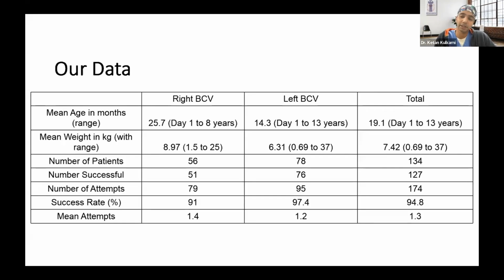We initially thought, okay, we are the first one to do this, so we thought we should collect some data. This was the very initial data, and then we did some interim analysis. We found out that the success rate for right was relatively low. Left-sided brachiocephalic veins were more successful. And the smallest patient we did was 690 grams, in which we put the left brachiocephalic. I think there were two patients like that.